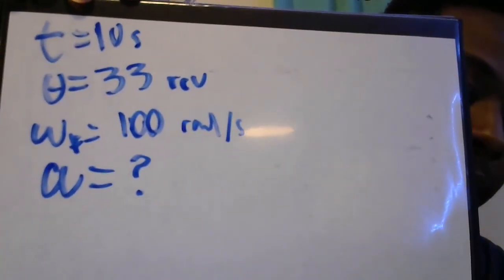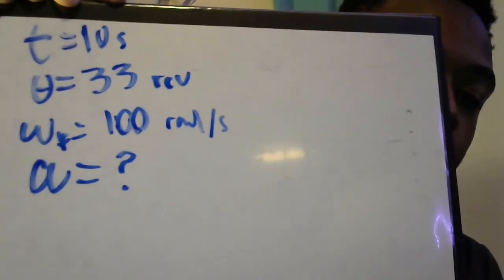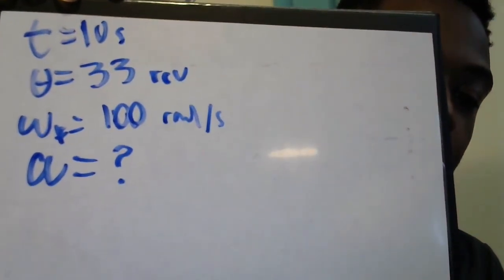Get your variables straight, make sure you know how to do those, but this is what I have. Time, 10 seconds, theta, 33 revolutions. Omega final, 100 radians per second. Alpha equals unknown. So we don't know alpha yet. We've got all this. We want to know alpha. We realize we don't know our omega initial either, so we can go ahead and throw that up there potentially. And look at your formula sheet, see what you can use to find anything. I don't believe you could find alpha so easily.